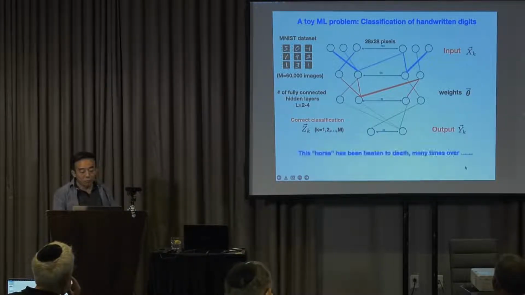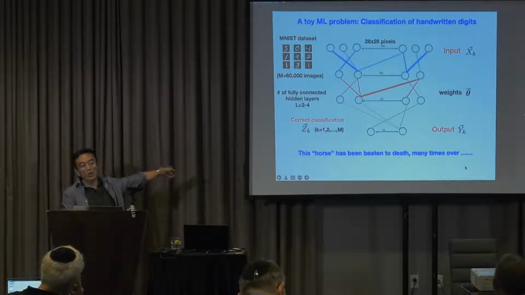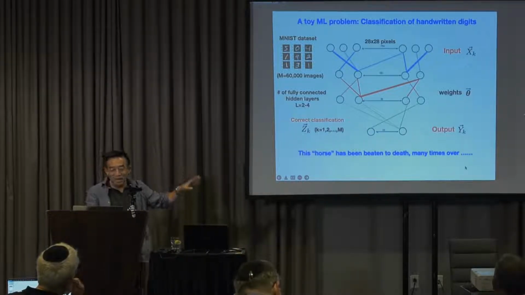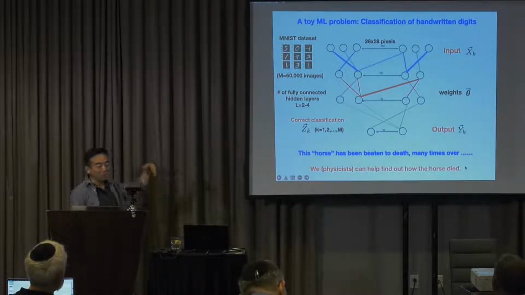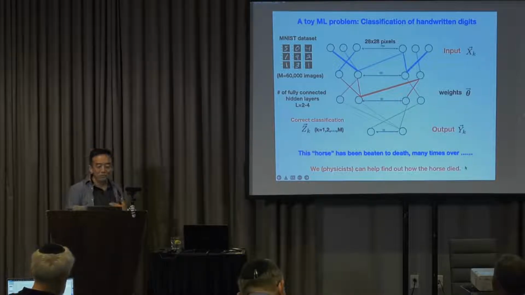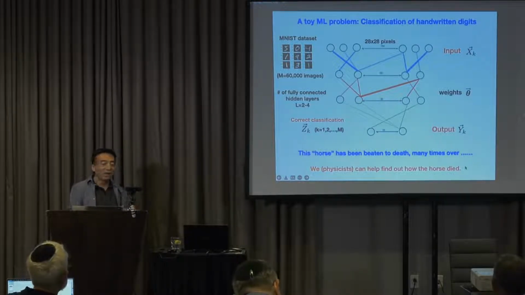Of course, this horse has been beaten to death many, many times over. That's not the issue here. The issue here, going back to the question, is that we as physicists would like to help find out how the horse actually died, right?